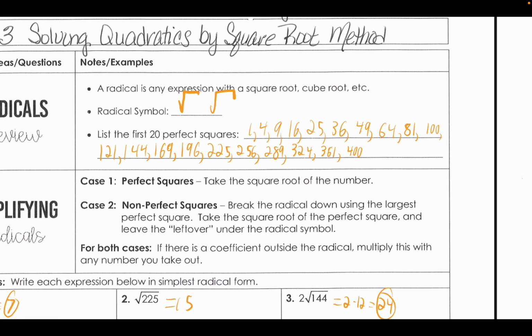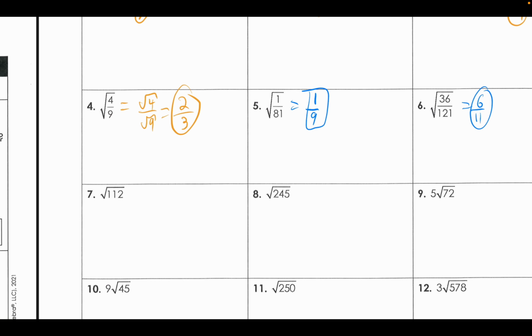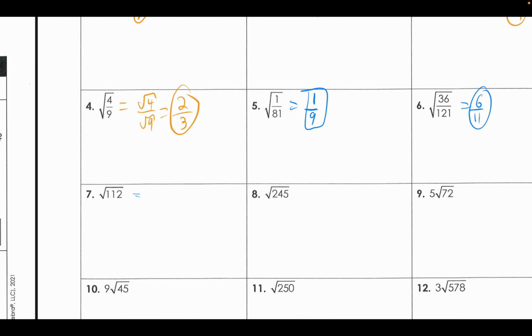The biggest such perfect square that is a factor of 112 is 16. And so then we say this is really the square root of 16 times the square root of 7. We get 7 by saying that 16 times 7 is 112. And because 16 times 7 is 112, it's also true that the square root of 16 times the square root of 7 is the square root of 112.